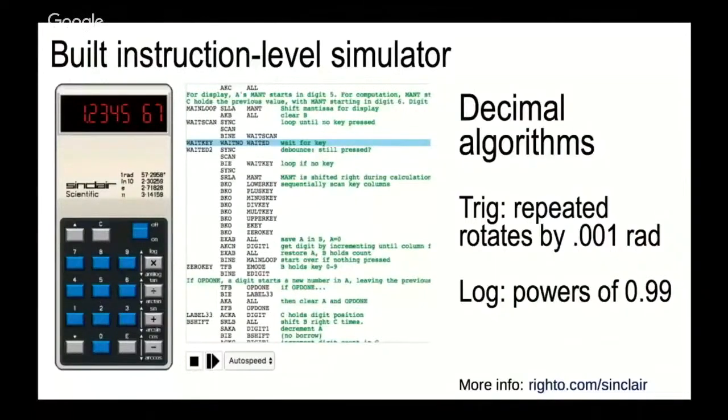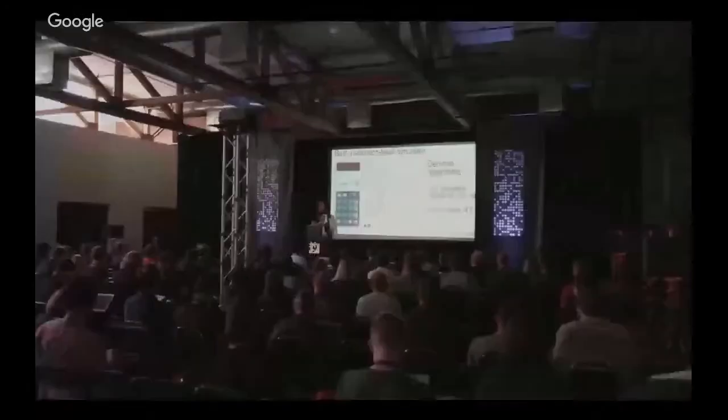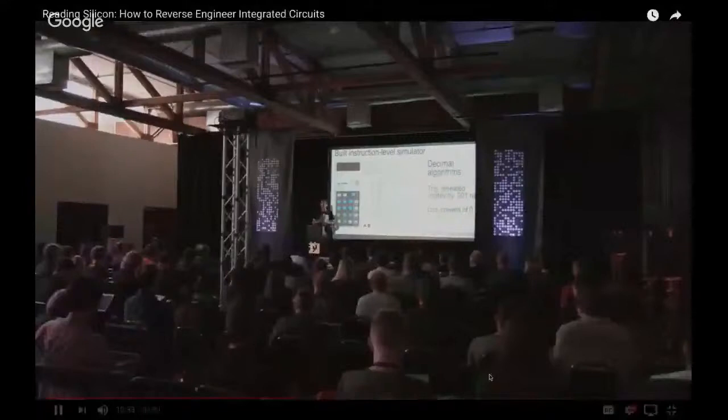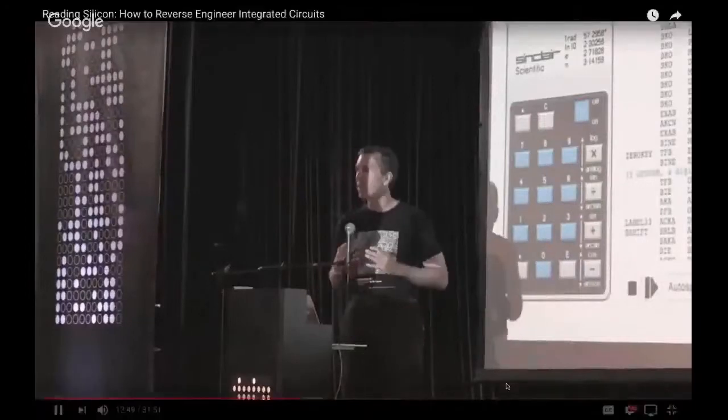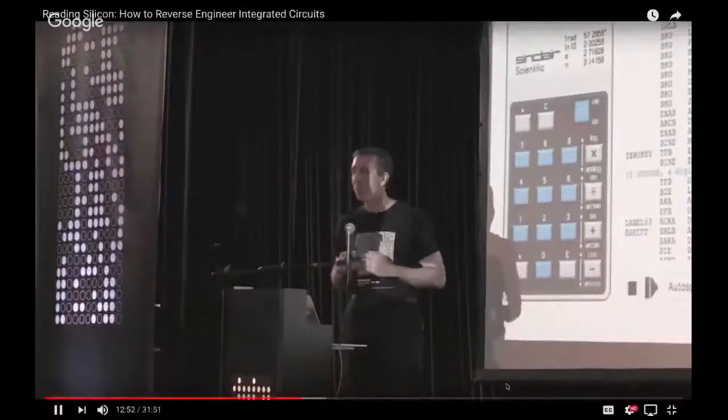The first trick is that because they used scientific notation and they used RPN input, they're able to save a whole lot of code on the chip. And then they used that extra space to put in these really compact, but really slow and inaccurate algorithms for the scientific functions. So for instance, for trig functions, they do repeated rotations by 1/1000th of a degree until you get to the angle you want.